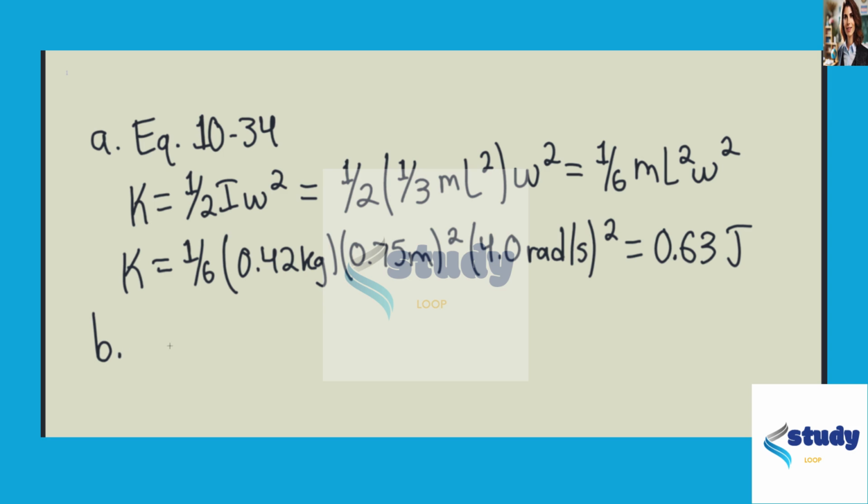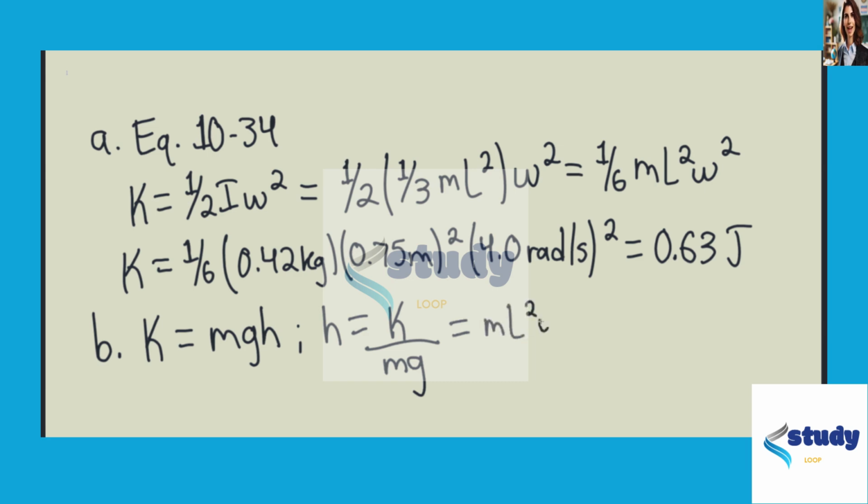For part B, we apply the conservation of energy, and we can say that here the rotational kinetic energy simply equals the gravitational potential energy, mgh. So we can say that h would simply be equal to the magnitude of the kinetic energy divided by the weight. So this would be equal to 1/6 ml squared omega squared divided by mg. The masses cancel out, and we find that this is going to be L squared omega squared divided by 6g.